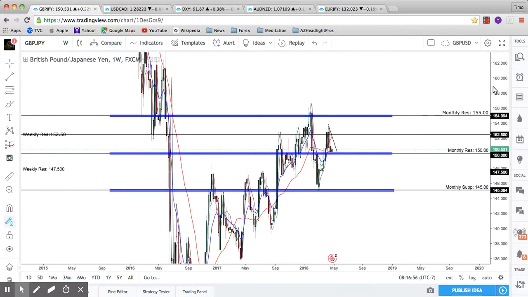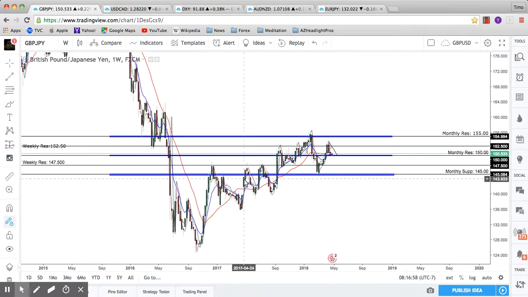With this pair, it's actually really, really interesting because this push down was literally Brexit in 2016. This whole push down as we formed all-time lows of 125. All we did was retrace this entire move.